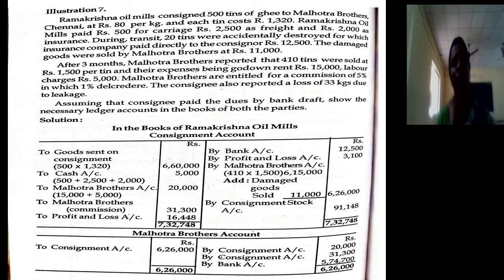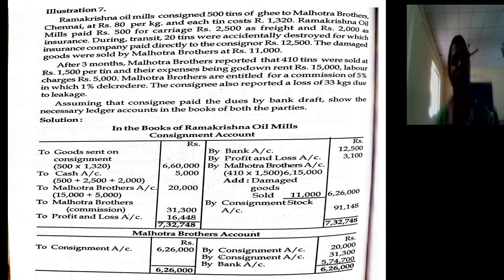After 3 months, Malhotra Brothers reported that 410 tins were sold at rupees 1,500 per tin, and their expenses: godown 15,000, labor 5,000. They incurred expenses also. Malhotra Brothers are entitled to a commission of 5% and 1% del credere. See, for the first time we are coming across del credere commission. We will see how to calculate it. The consignee also reported a loss of 33 kgs due to leakage.